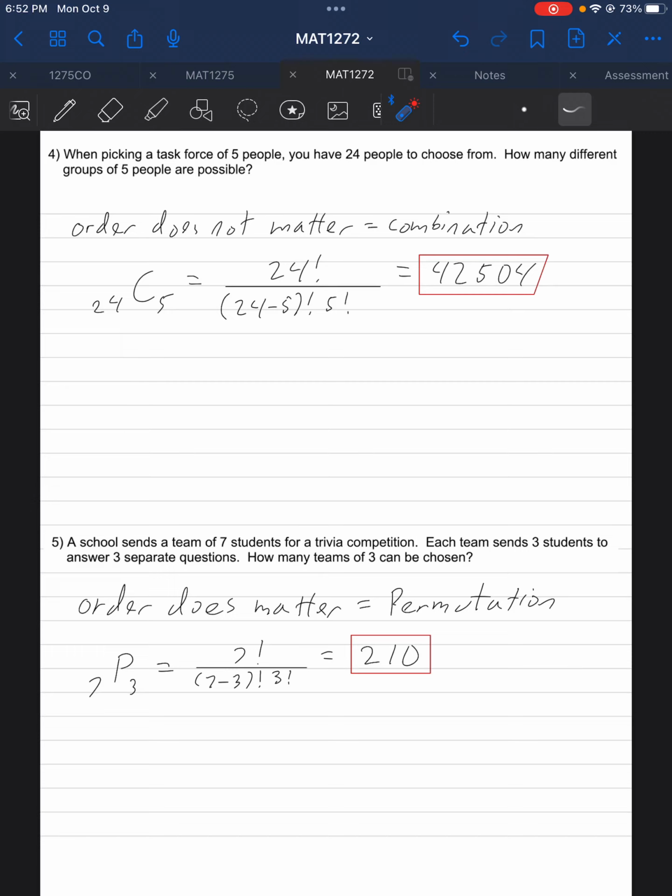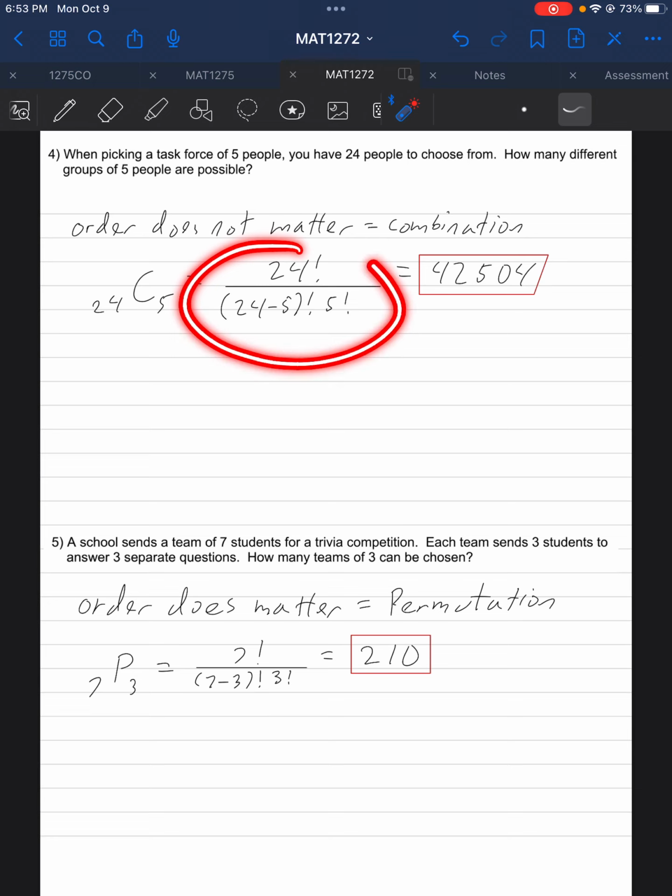When picking a task force of 5 people, how many groups of 5 people are possible? Since number 4 does not specify a difference in these 5 people being chosen, maybe they have different roles, maybe they get different prizes or salaries, the problem would have to address that. Since it does not, we assume there is no difference in the role of each of these 5 people. That makes this a combination.